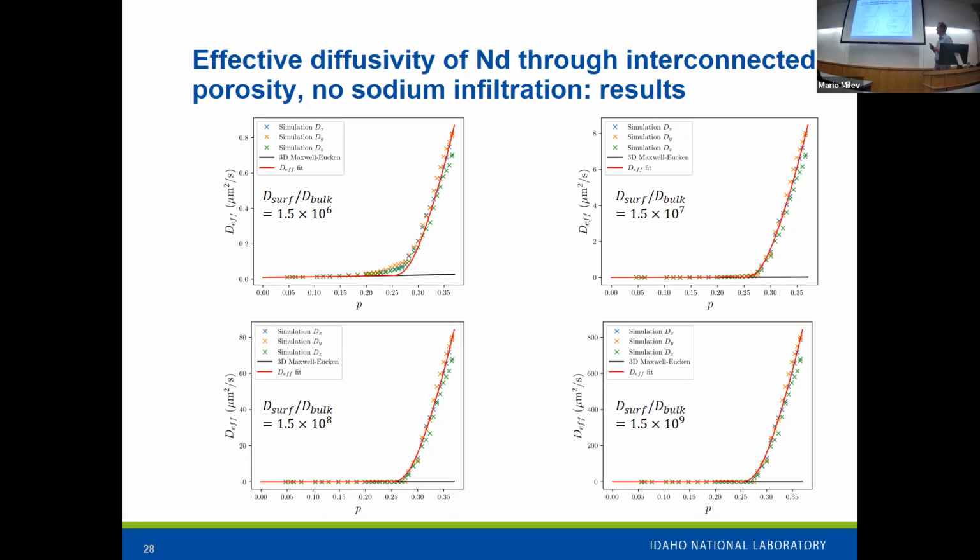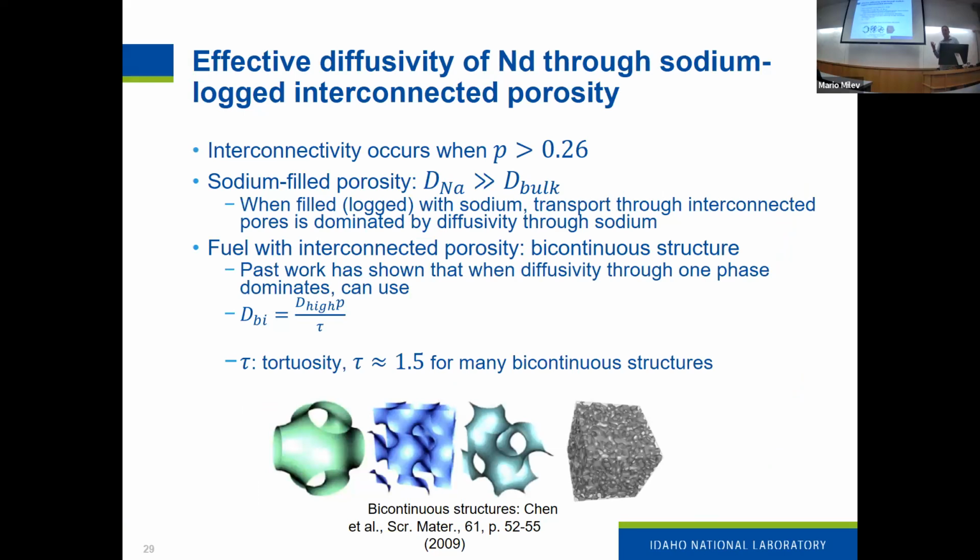And so we found, you can't see it super well from these, but we did find that we matched the Maxwell-Eucken model well at low porosities. Which is good. It validates what we were assuming previously. But then we also developed this function, the red line, to fit to the data that accounts for the interconnectivity, and I think it captures the data well over a pretty wide range of porosities. So that was for interconnection without sodium infiltration.